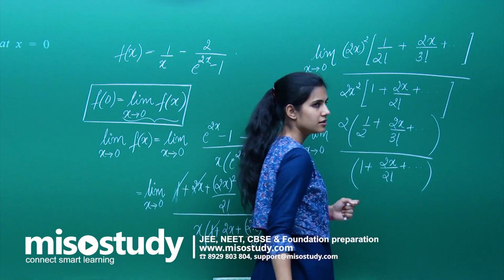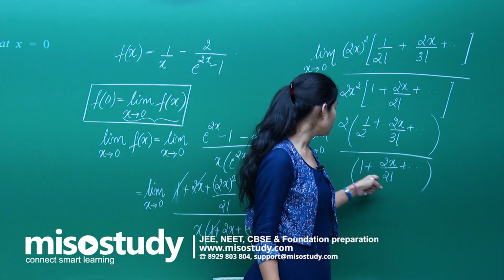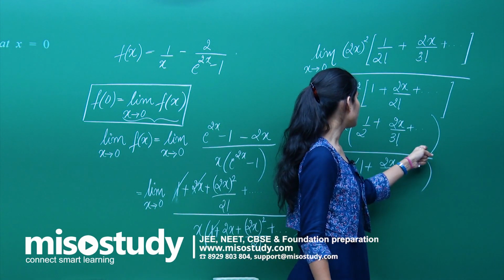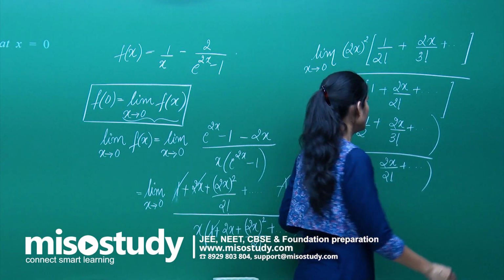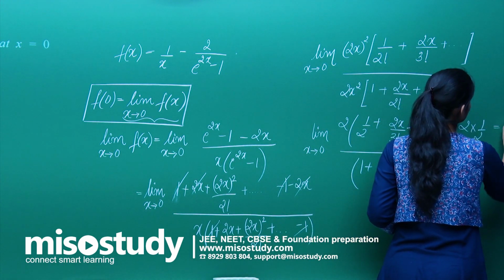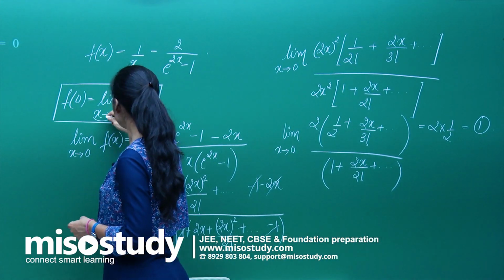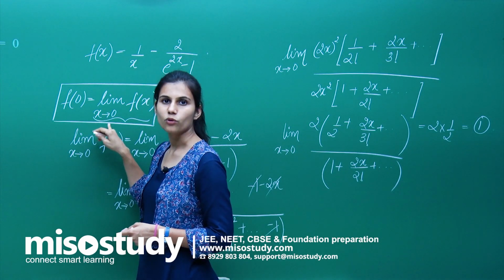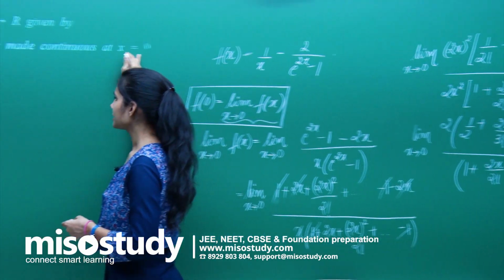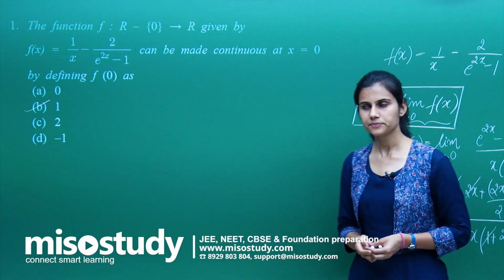Now see, as the limit x approaches 0, this complete thing becomes 0 plus 1, that is 1. So the denominator is 1. This complete thing becomes 0, so you are left with 1 by 2 plus 0. So eventually what you get is 2 into 1 by 2 whole upon 1, which is 1, and therefore the limit that you get for f of x as x approaches 0 is 1. F of 0 should be equal to 1 for f to be continuous at x equals 0, and therefore option number B is the correct one.